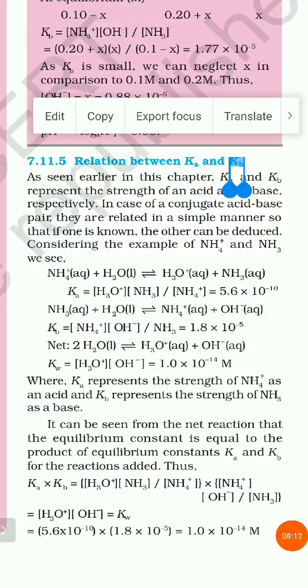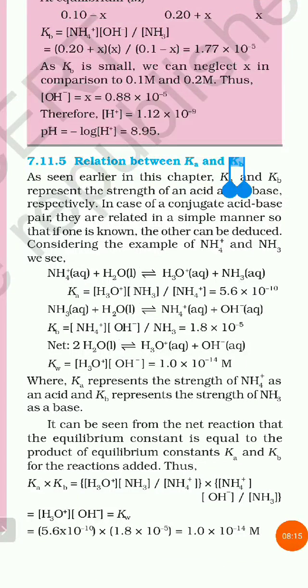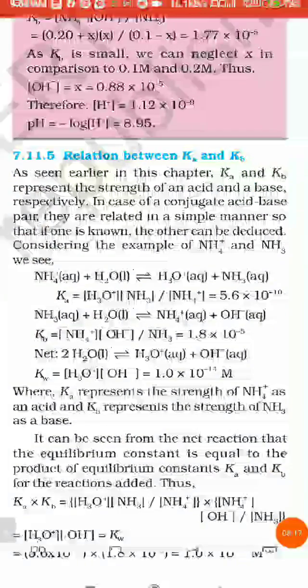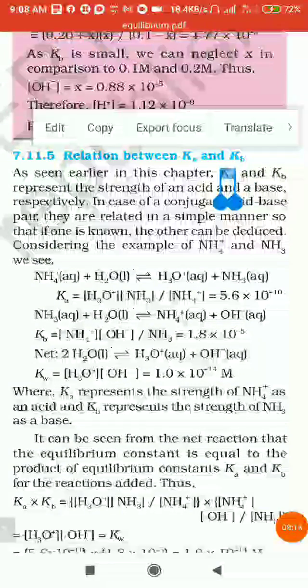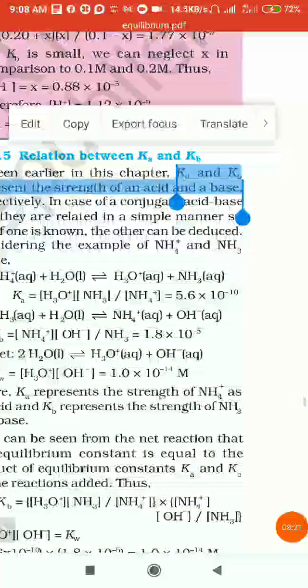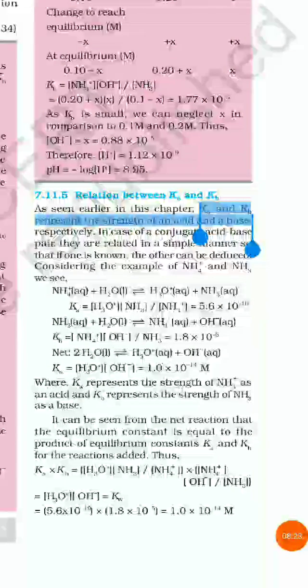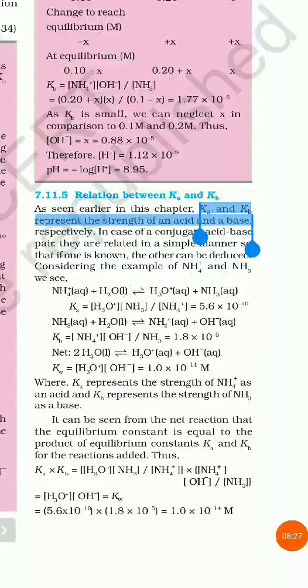That means the strength of the acid and base is expressed by Ka and Kb. What information do Ka and Kb give me? They represent the strength of the acid: how much acid concentration is present, how much base concentration is present. All of that is expressed by the symbols Ka and Kb. Right. Now, what is the relationship between acid and base?